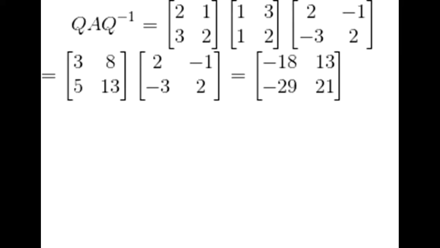And now again, like we did with P, we can do the change of basis on A by Q. That means we multiply Q A Q inverse. This gives us a new matrix, which turns out to be -18, 13, -29, 21. And unlike our first matrix, this matrix looks nothing like A. It's not at all obvious why we would call this matrix similar to A.